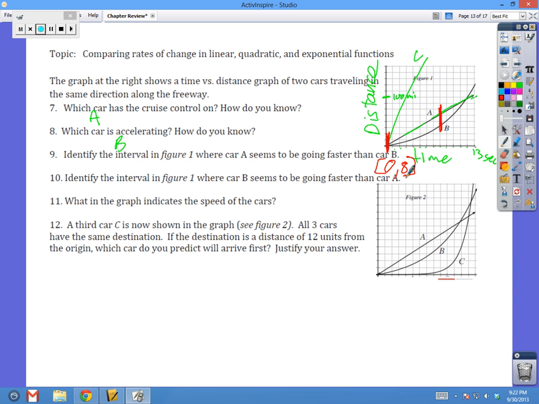Okay, now when is B going faster? Okay, right here I think this line starts to become steeper, and it's definitely steeper, definitely. So I would say from 8 seconds on, and let's say they end at 13 seconds. So from 8 to 13, B's line is steeper than A. What in the graph indicates the speed, the steepness of the line?